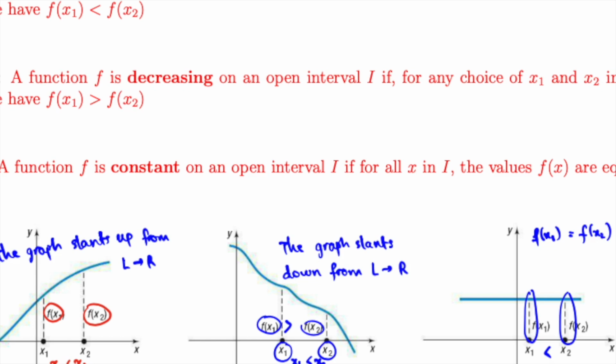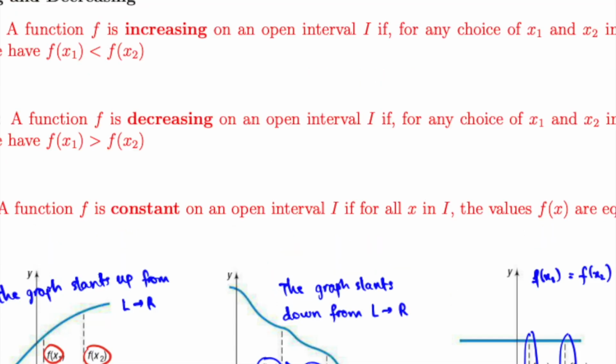Now let's take a look at the second graph. In this graph, again, x1 and x2, where x1 has to be less than x2, and you measure the height of the function at x1, you obtain f of x1, and you measure the height at x2, you obtain f of x2. And you can see that f of x1 is greater than f of x2. So this is a decreasing function. In other words, the graph slants down from left to right.